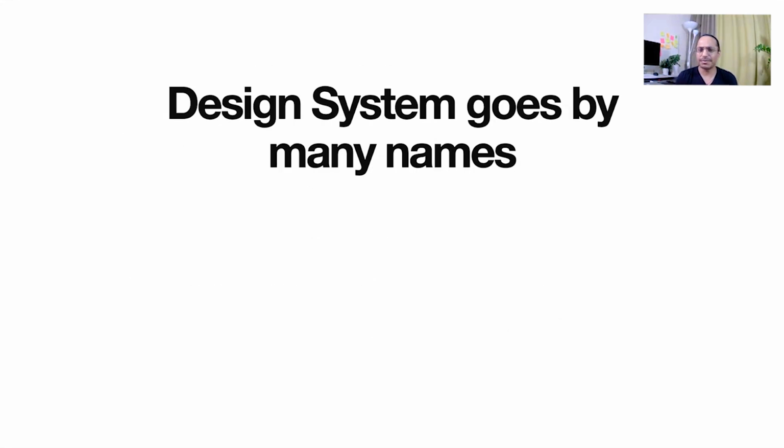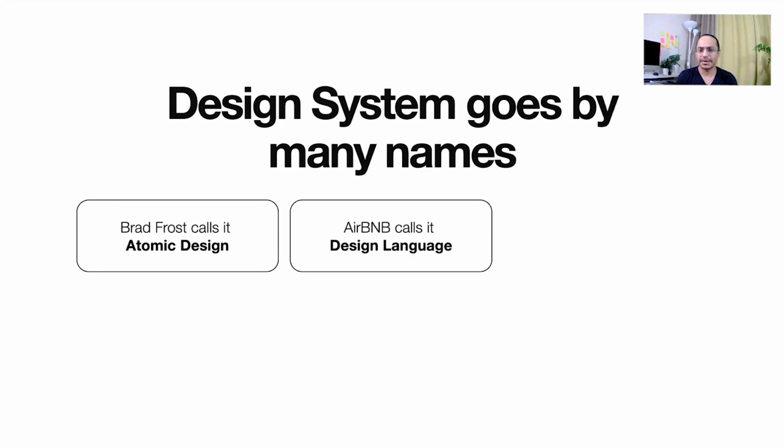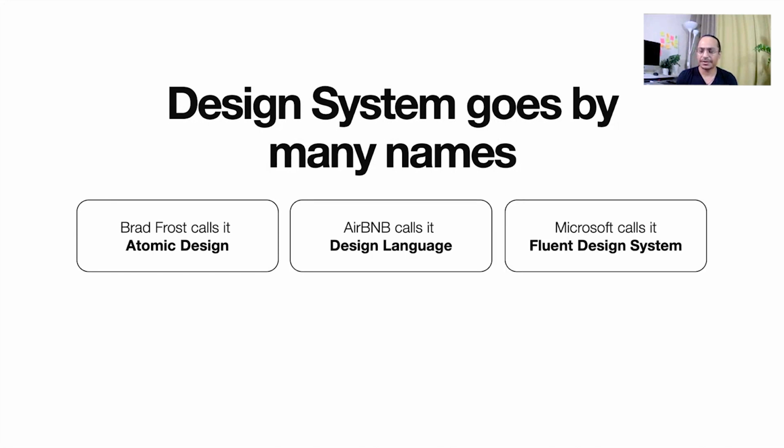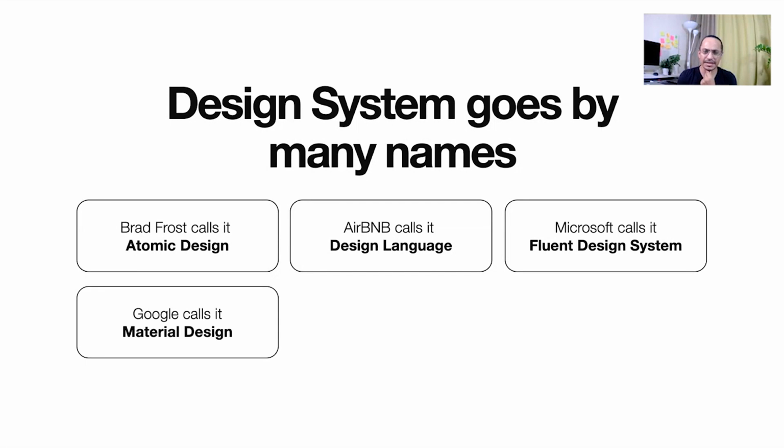Design systems go by many names. Brad Frost calls it atomic design, Airbnb calls it design language, Microsoft calls it the Fluent design system. All of these companies have a design system.